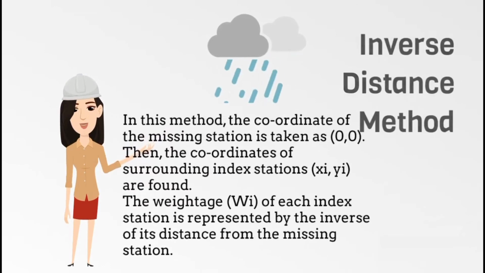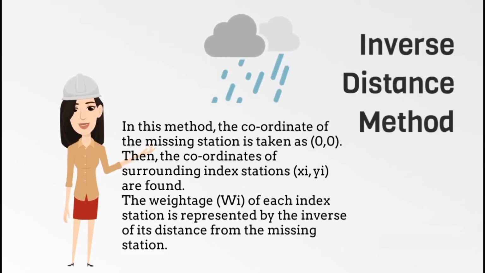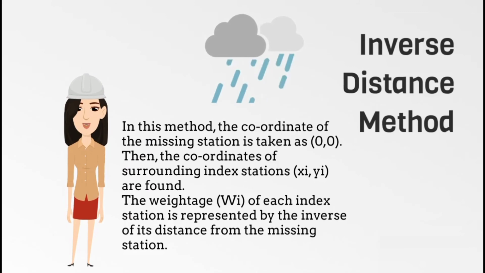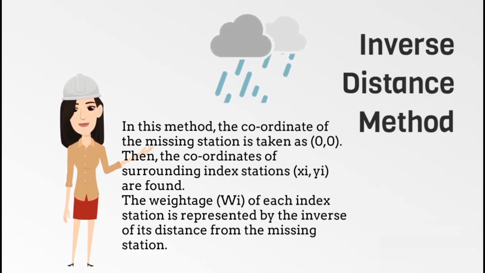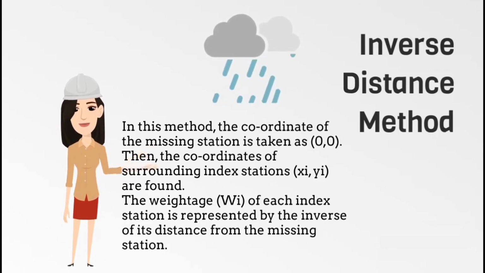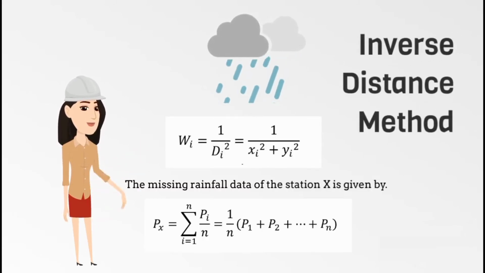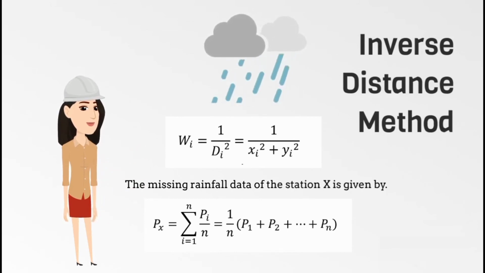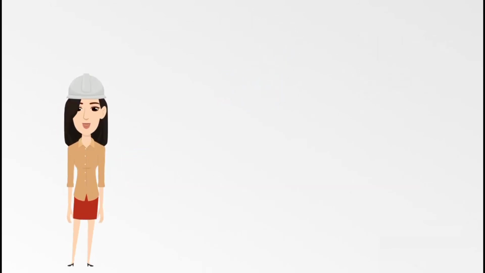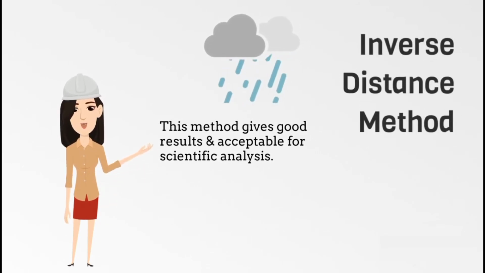Inverse distance method. In this method, the coordinate of the missing station is taken as 0, 0. Then, the coordinates of surrounding index stations x sub i, y sub i are found. The weightage of each index station is represented by the inverse of its distance from the missing station. The missing rainfall data of the station X is given by... This method gives good results and is acceptable for scientific analysis.